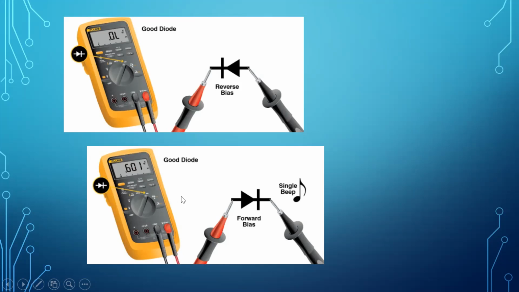And here, when it is forward bias, when the diode is a good one and it is not damaged, we are going to see that the voltage will be between 0.5 to 0.8.